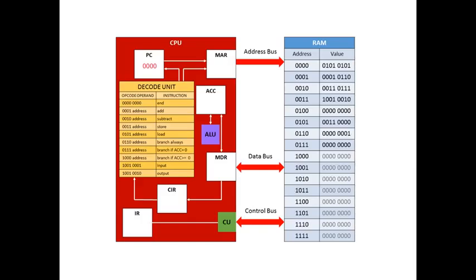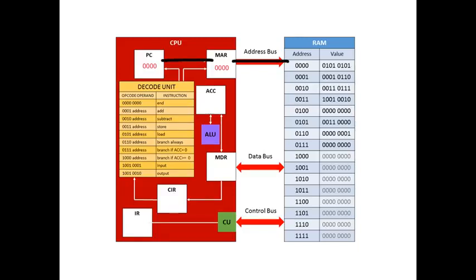When an instruction is to be fetched, the program counter contains the address of the next instruction. So in this case, the next instruction is at address 0000. So the program counter has 0000 stored inside it. This address is then copied into the memory address register. The address is then sent along the address bus, where it waits to receive a signal on the control bus.